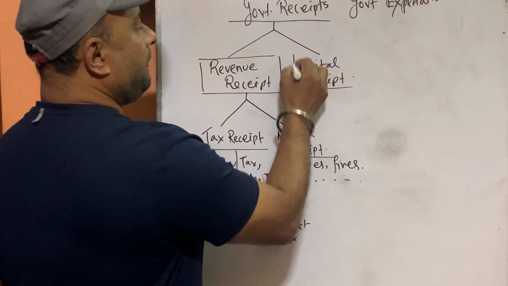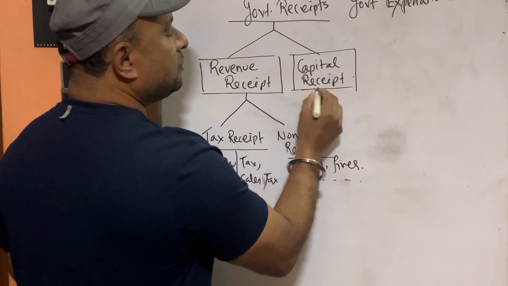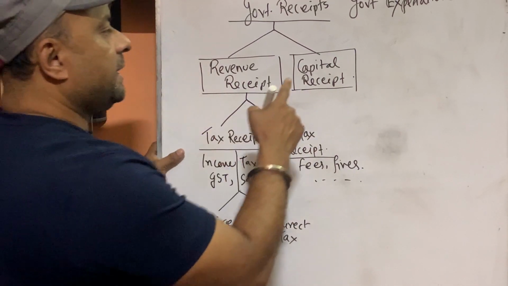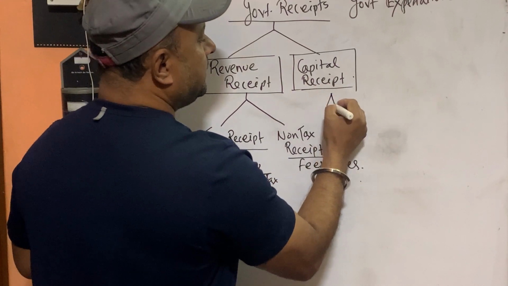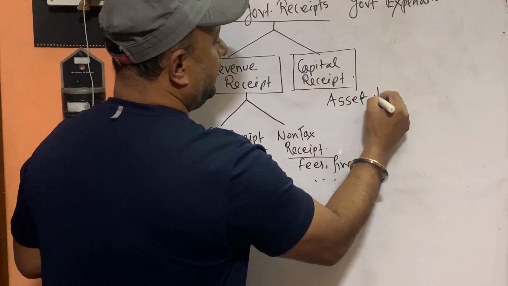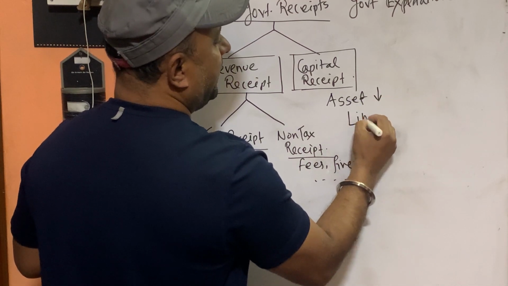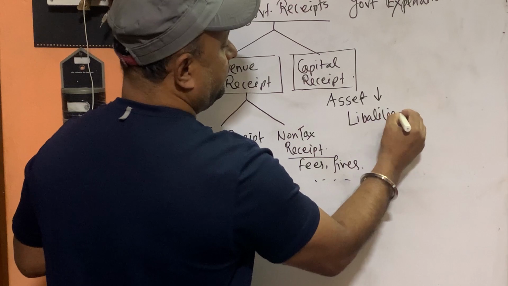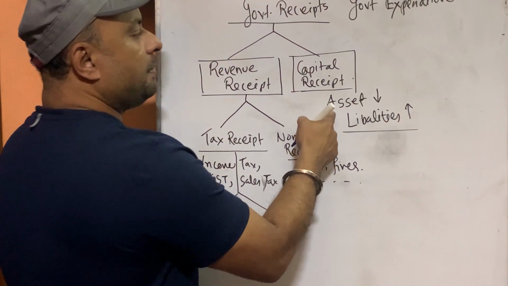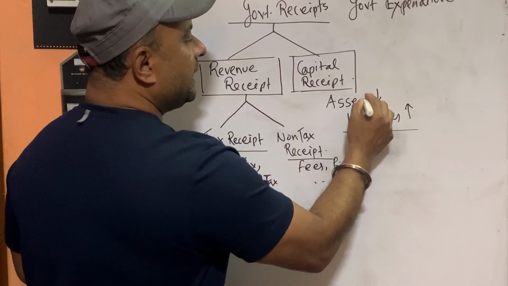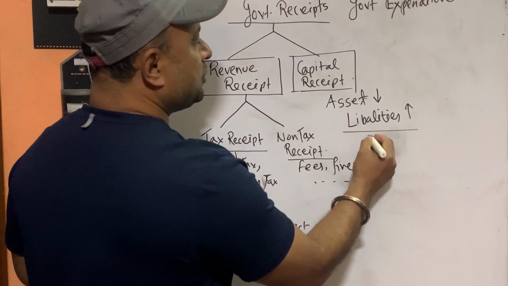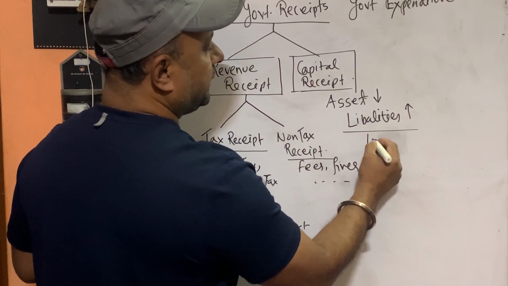Now come to the capital receipt. In revenue receipt, what did we learn? We learned that asset and liability are not affected. But in case of capital receipts, either government's asset will reduce or government's liabilities will increase. Okay. So for example, there are three types of capital receipts of the government.